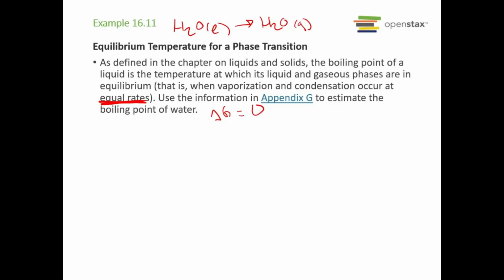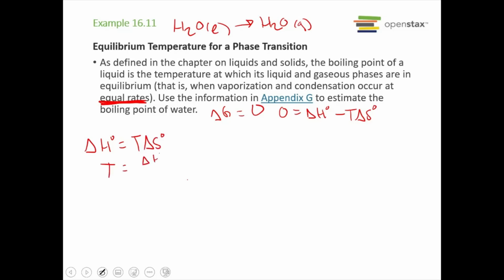So then from our equation, that tells us that 0 is equal to delta H standard minus T delta S standard. So now we have that delta H is equal to T delta S, and our temperature at equilibrium is equal to delta H divided by delta S. So now we need to go ahead and use our Appendix G thermodata to get delta H and delta S.